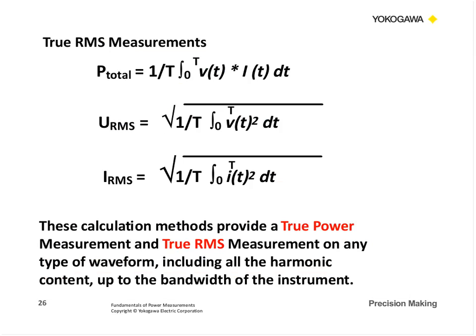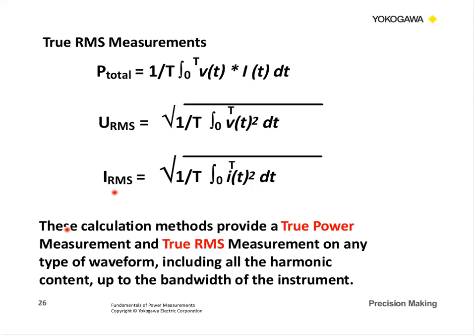So, RMS measurements. This is our power. Okay. We digitize the voltage, digitize the current, accumulate them over some time period, integrate that value, multiply by 1 over T. The RMS, the root mean squared of either voltage or current. Okay. We take the voltage, digitize that, and we square it, accumulate that over some time period, integrate that, multiply by 1 over T, and then take the square root of either voltage or current. That's the RMS value of voltage or current.